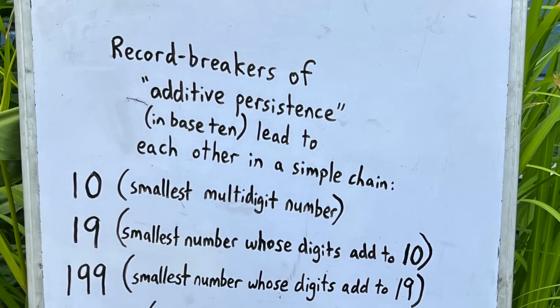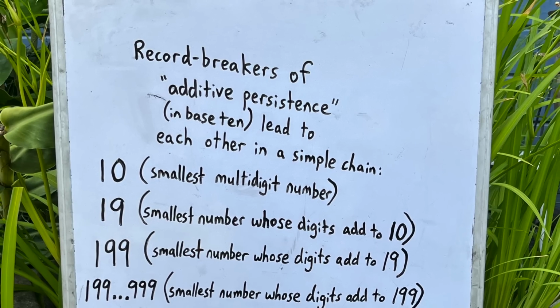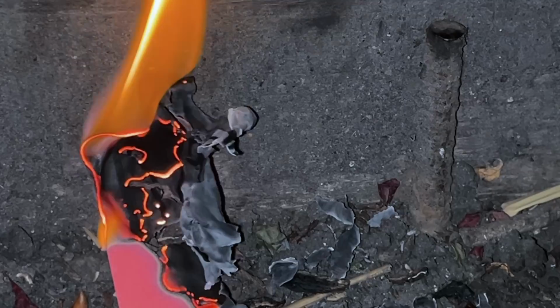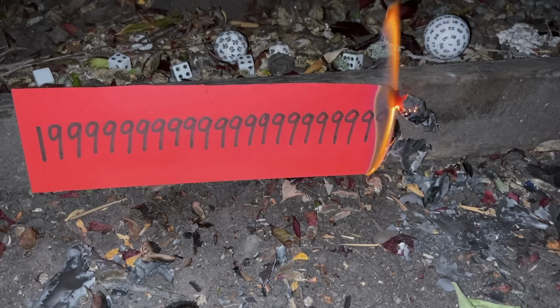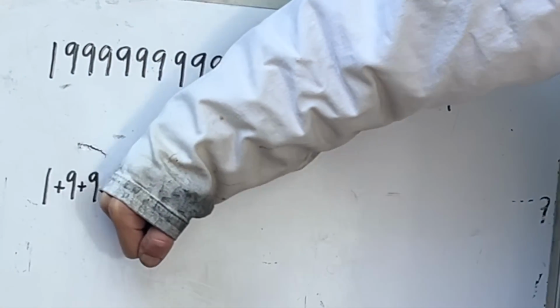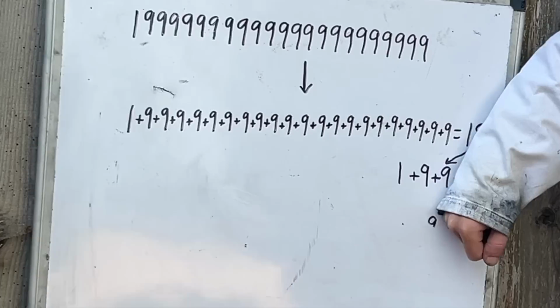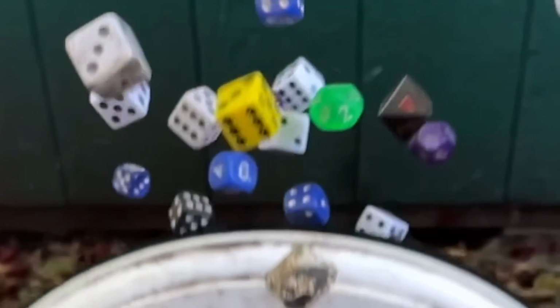Now this pattern continues, but the resulting record breakers do get large pretty quickly. The smallest number with additive persistence 4 is just the smallest number whose digits add up to the previous record breaker 199. But to find a number whose digits add up to 199, you have to go beyond billions and trillions all the way up to this number, a 1 followed by 22 nines, which is the smallest number with additive persistence 4, and the next record breaker has way too many digits to write them all down.